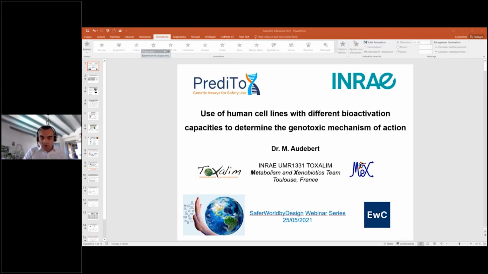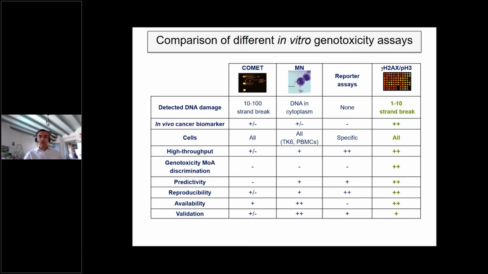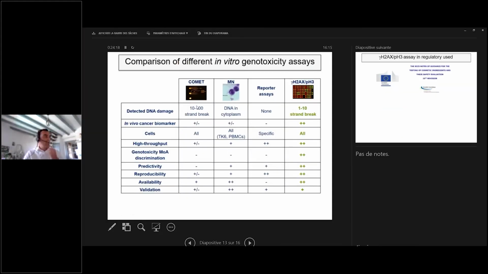Here you can see a comparison of different in vitro genotox assays. So I put just Comet, micronuclei, reporter assays like BlueScreen or ToxTracker. And here you have gamma-H2AX and phospho-H3. For the DNA damage that can be detected, you know that for Comet you need 10 to 100 different strand breaks to be detected. Micronuclei, you only check for DNA in cytoplasm, and reporter assays, not directly DNA damage you can check. And here with gamma-H2AX, we know that we could be able to detect as low as 1 strand break per cell.